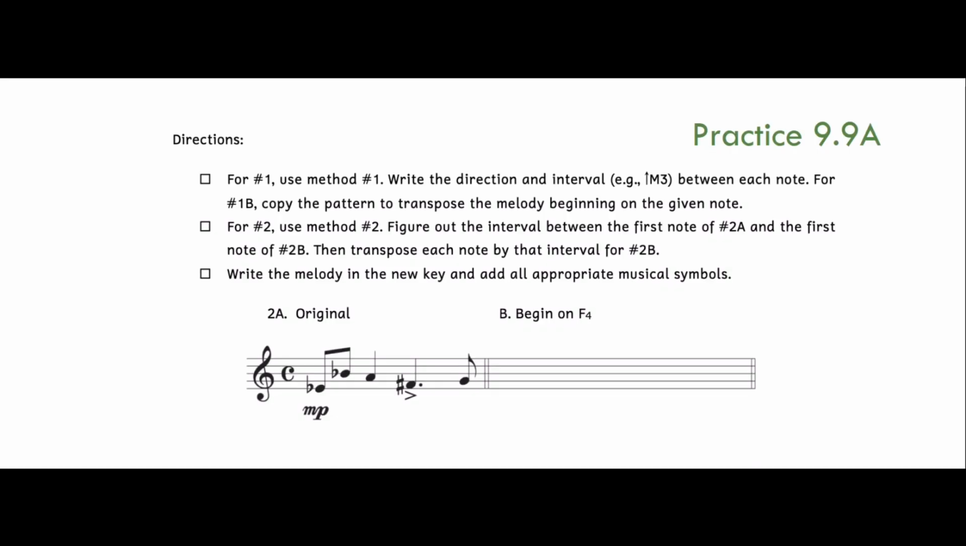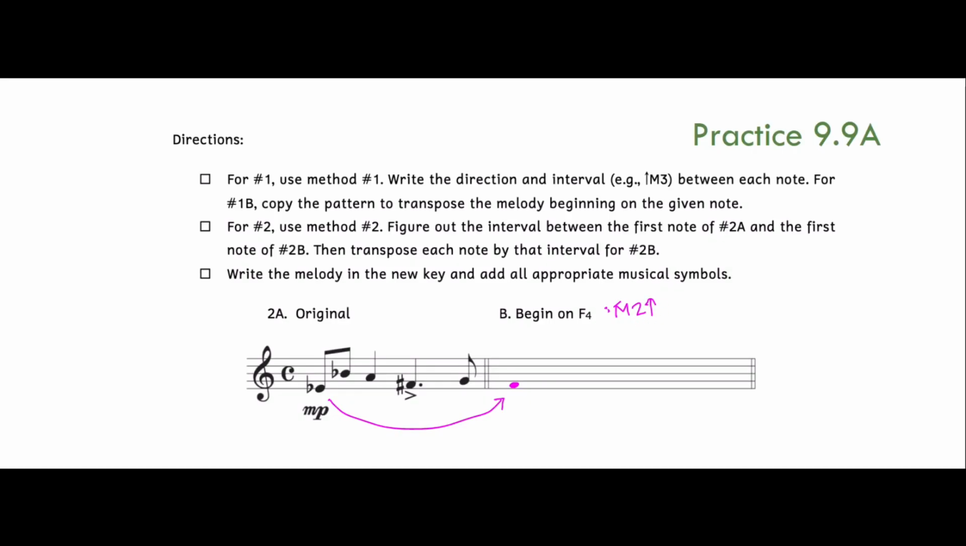For number 2, use method number 2. Figure out the interval between the first note of number 2A and the first note of number 2B. Then transpose each note by that interval for number 2B. So I'm going to go ahead and do the first note. It says that our melody will begin on F4. So F4 is right here. So what we need to do is figure out the interval from here to there. F4 is a major second higher. So that means everything we write here will be a major second higher than the original.